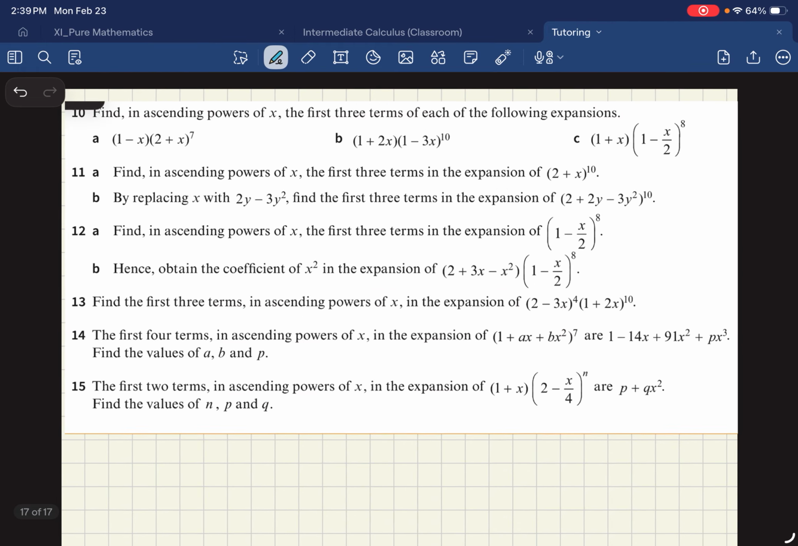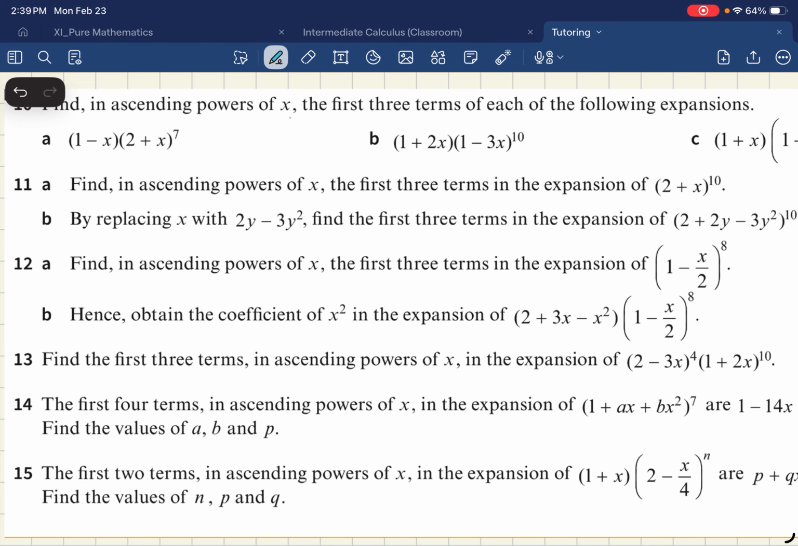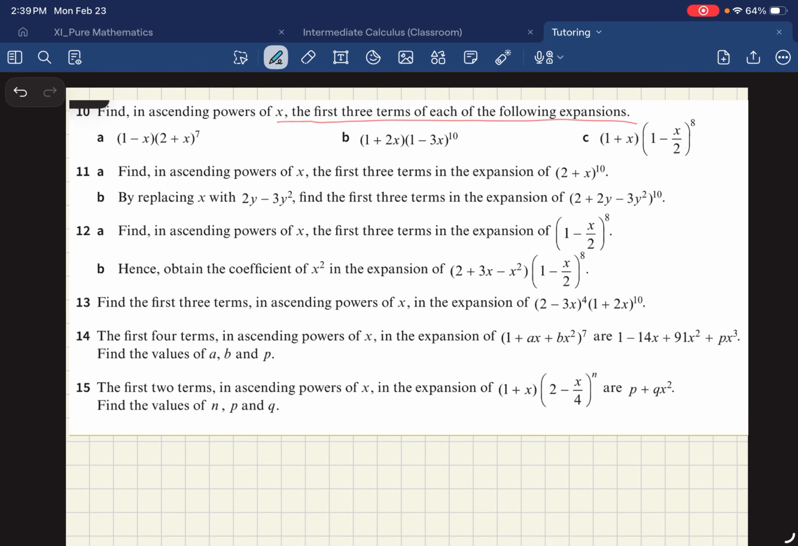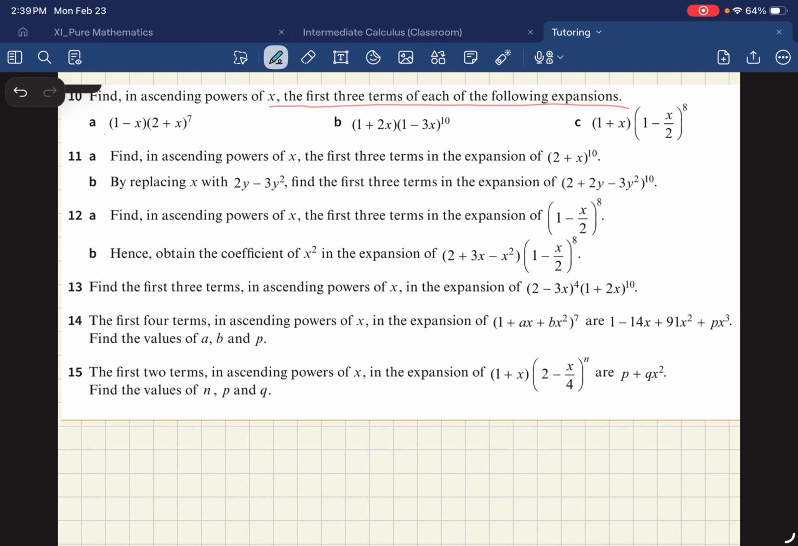Now it says, find in ascending powers of x the first 3 terms of each of the following expansions. So it just says in increasing powers of x. So let's do, I'll do b and c. You can try a on your own.